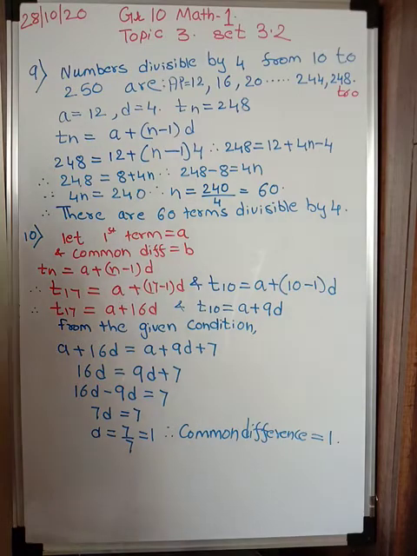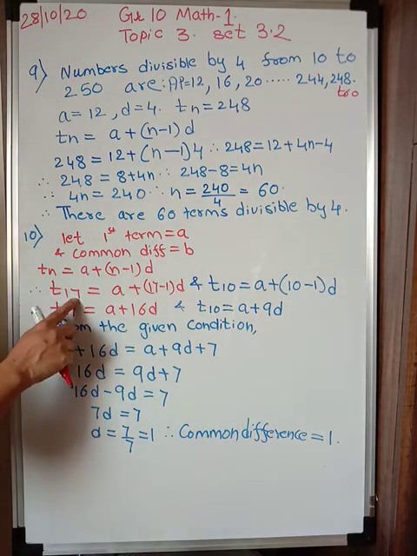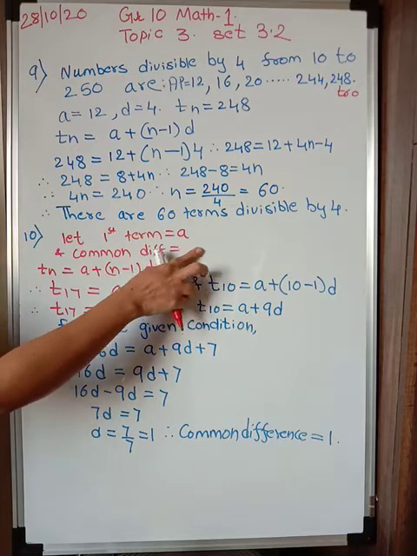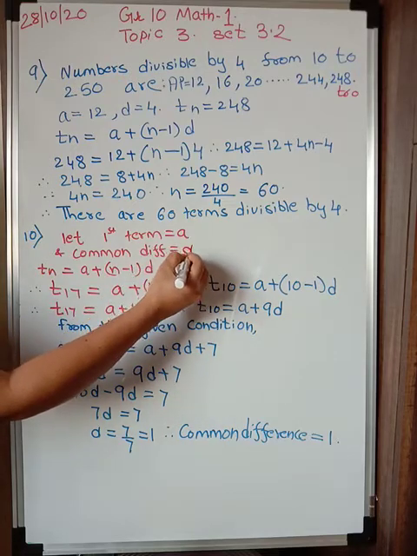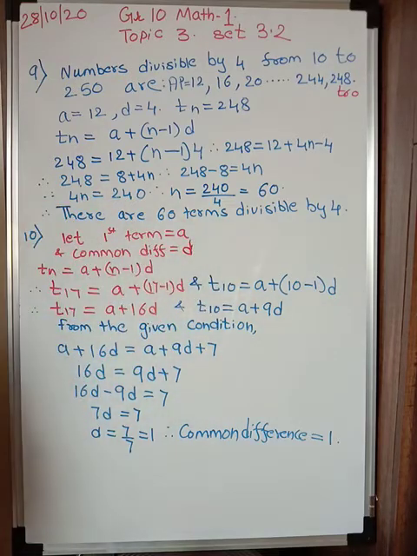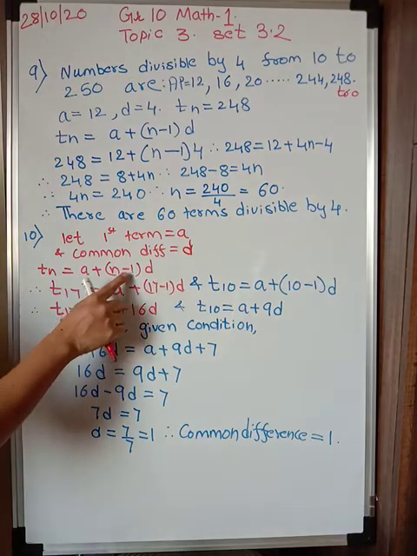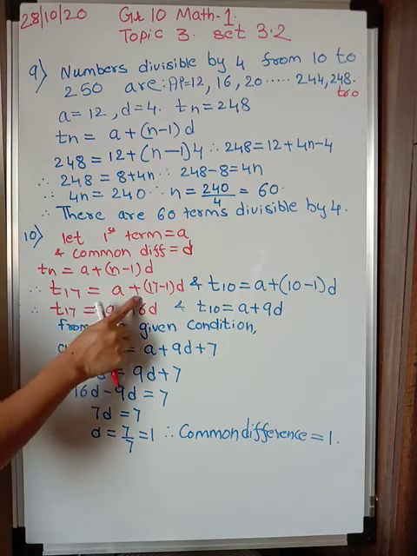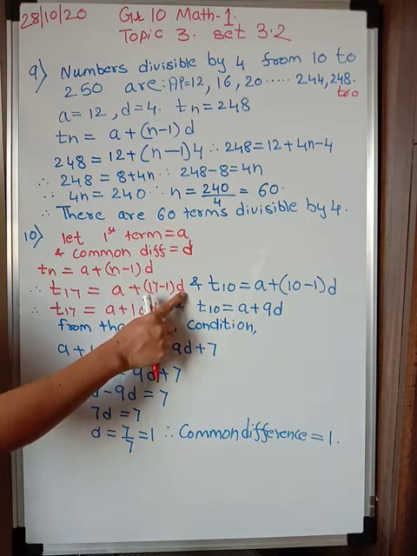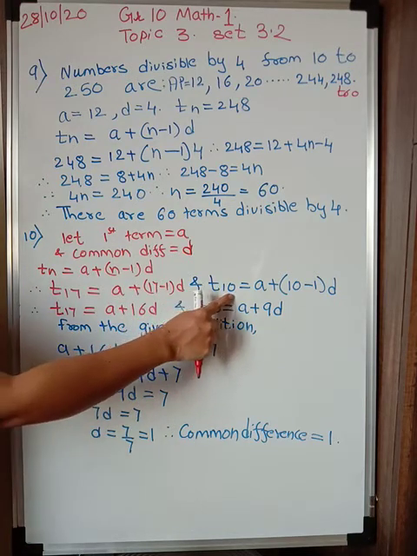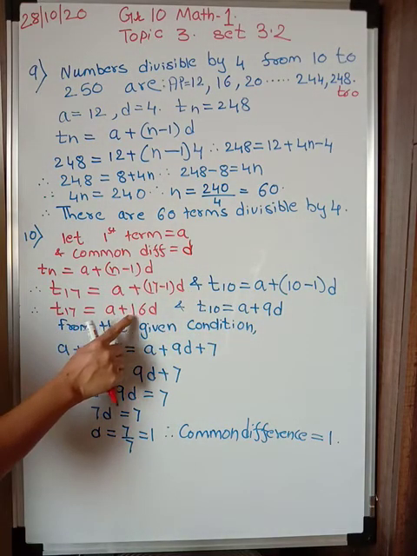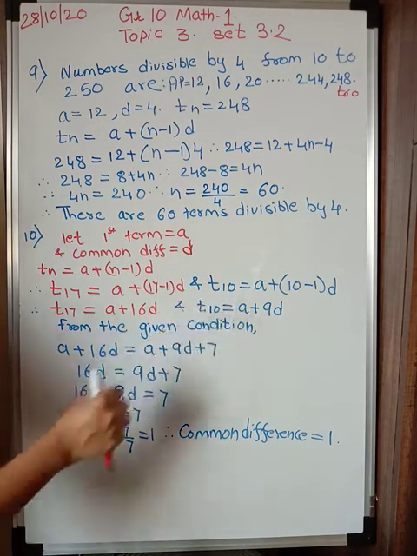Now the 17th term, that means T17. You know that, let the first term be A and the common difference be D. So Tn is equal to A plus n minus 1 into D. What will be T17? It is A plus 17 minus 1 into D. Similarly, what will be T10? A plus 10 minus 1 into D. And therefore T17 is A plus 16D and T10 is A plus 9D.